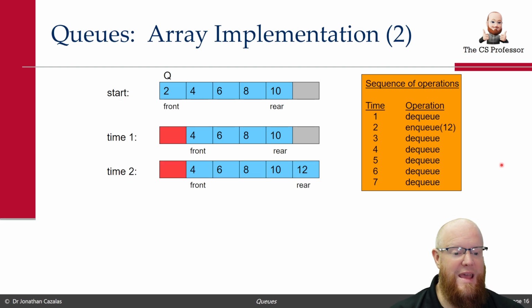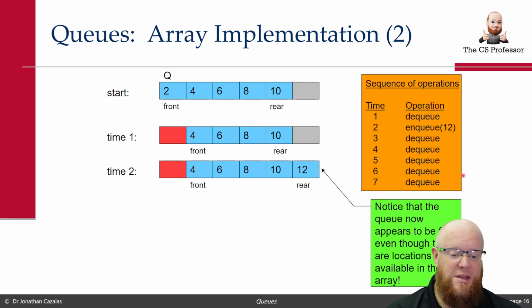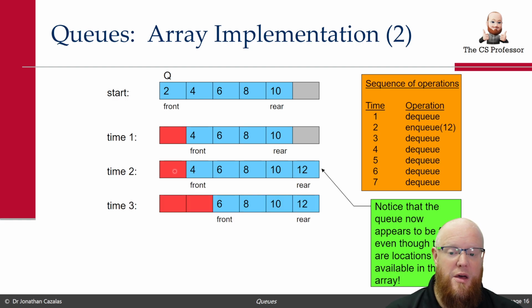We do another enqueue. So now we enqueue at the end and our queue appears full. Although it's not full, we can see at the beginning we really have some space. But at the right side, at the end of the queue, there's really no more space, which is a bummer. So notice how the queue appears to be full, even though there are, in fact, empty locations within this array. We do another dequeue.